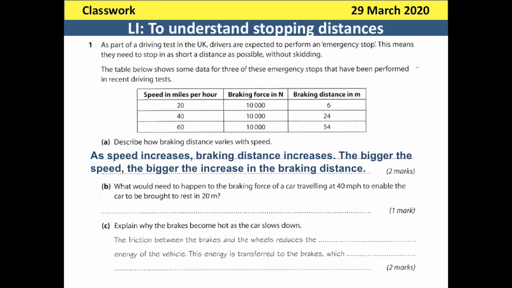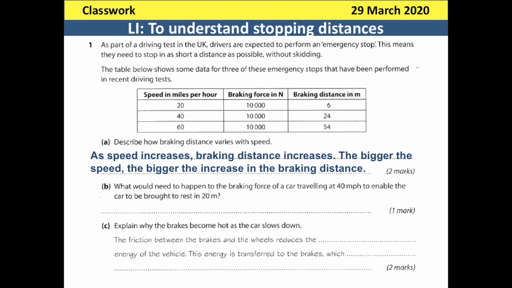The first mark, as we've said, is for saying as the speed increases, the braking distance increases. But look at the difference in braking distance between 20 and 40 miles per hour. It's gone from 6 metres to 24 metres. But as we go from 40 to 60 miles per hour, the braking distance goes up much more than it did previously. So we'd actually say that the bigger the speed, the bigger the increase in the braking distance is, and that gets us the 2nd mark.